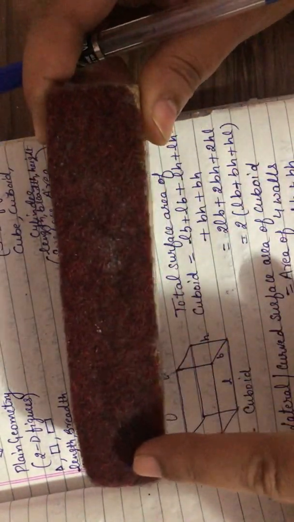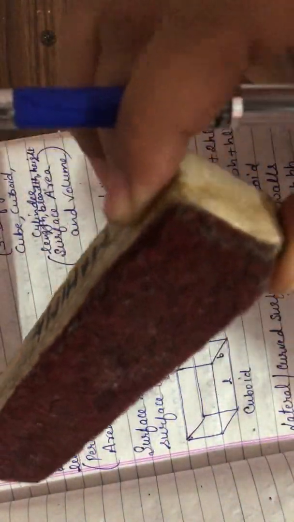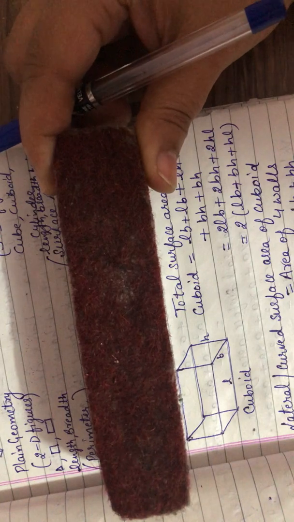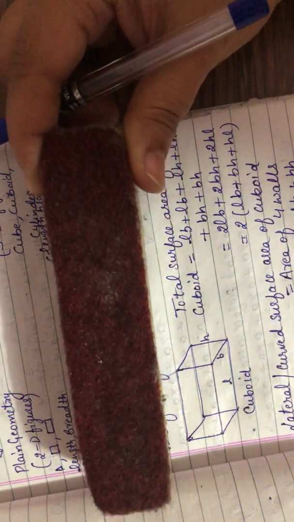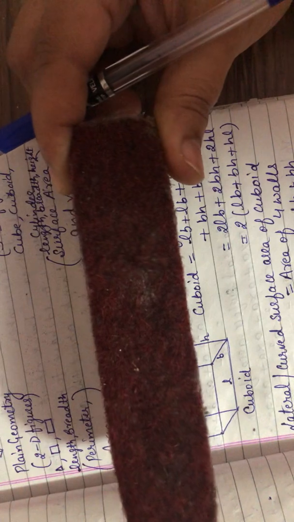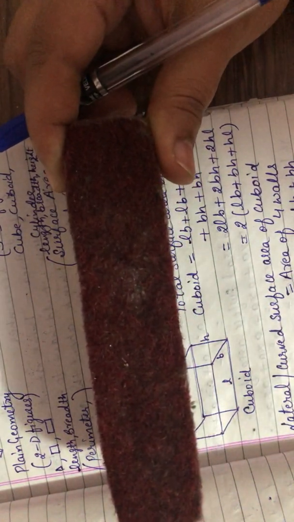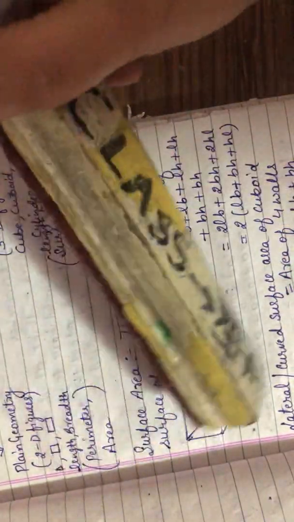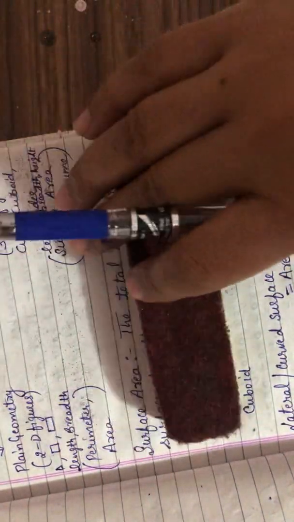See, the upper face is a rectangle, the lower face is a rectangle, then the side faces are also rectangles, and the front and back faces are also rectangular. So when all the faces are rectangles, then that 3D figure is called a cuboid. So this cuboid has six faces. The total surface area of the cuboid is the area of the upper face plus the area of the bottom face plus the area of front plus the area of back plus the area of two side walls.